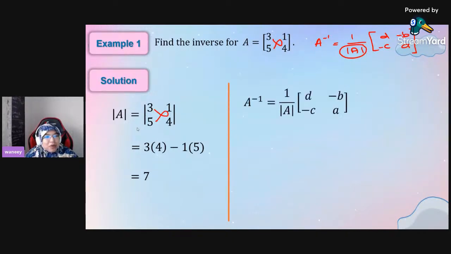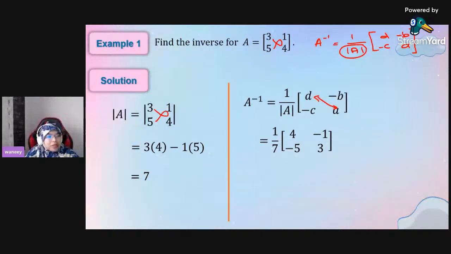Okay, so this is the formula for the inverse. Substitute the determinant, which is 7. And then flip a and d. Change the place for a and d. So yang ni a dengan d tukar. And then for b and c, don't forget you have to times them with negative 1.